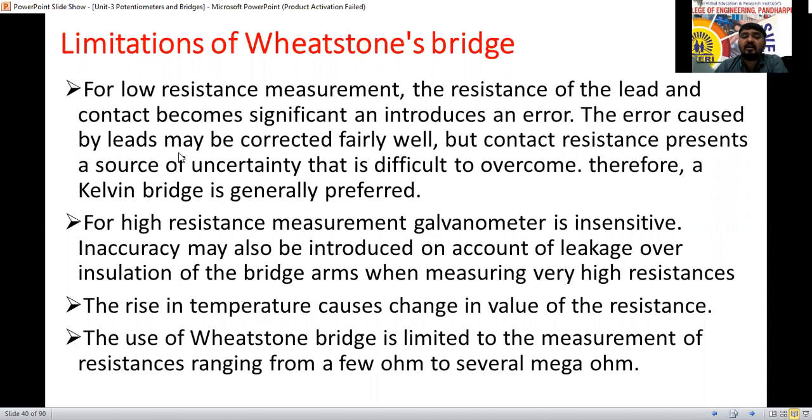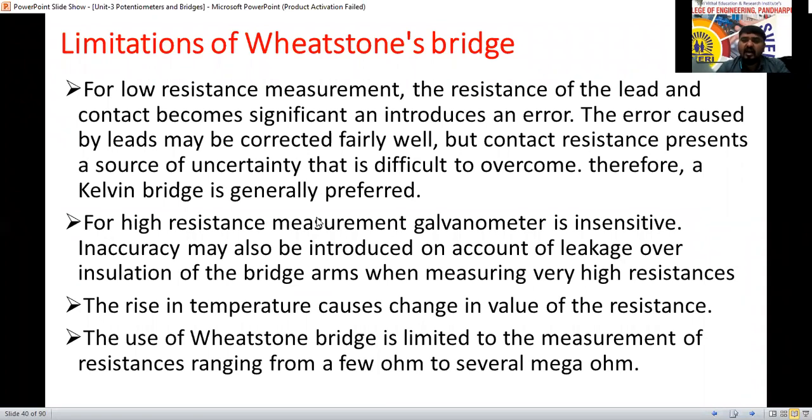The error caused by the leads may be corrected. Leads have very small resistance, and that we can correct. But the contact resistance is high, and we cannot correct that contact resistance. So the error caused by the leads may be corrected fairly well, but contact resistance presents a source of uncertainty that is difficult to overcome. Therefore, a Kelvin double bridge is generally preferred for low resistance values. So you have to say that the Wheatstone bridge is not suitable for low resistance measurement because of lead and contact resistance.